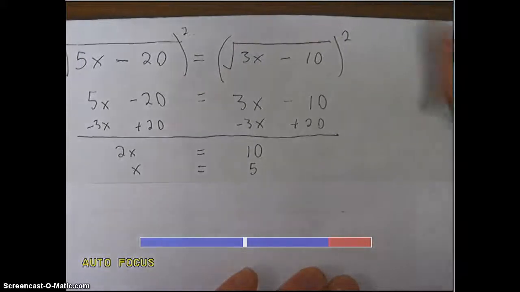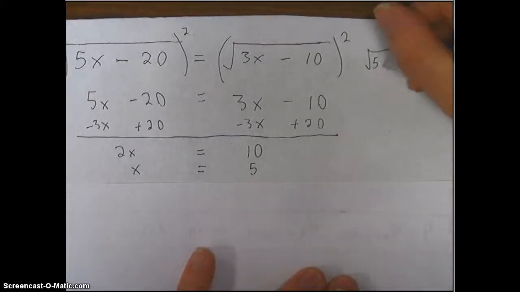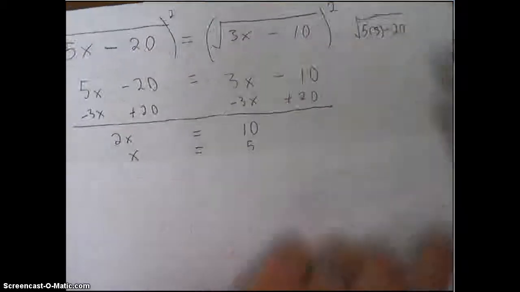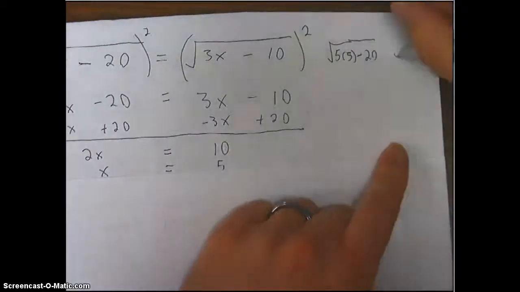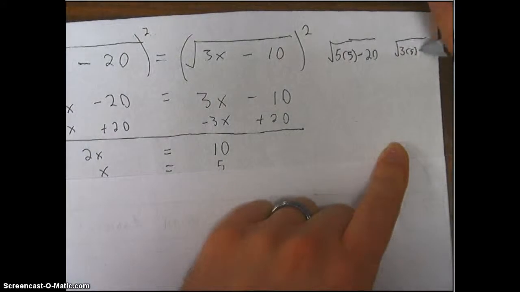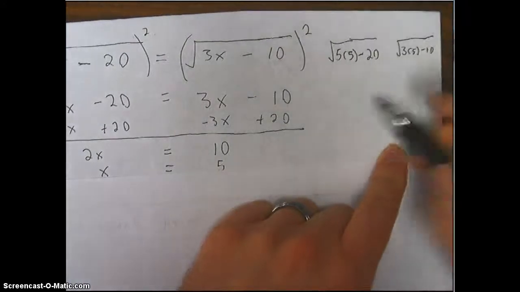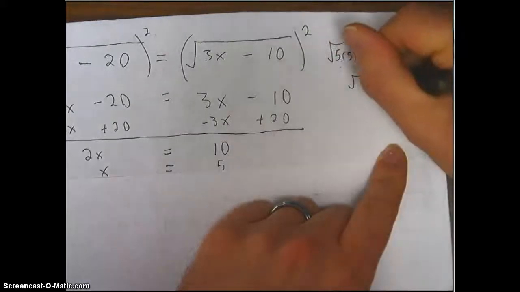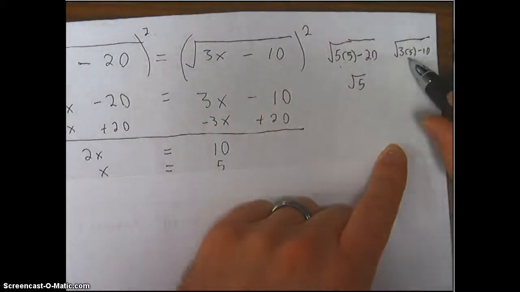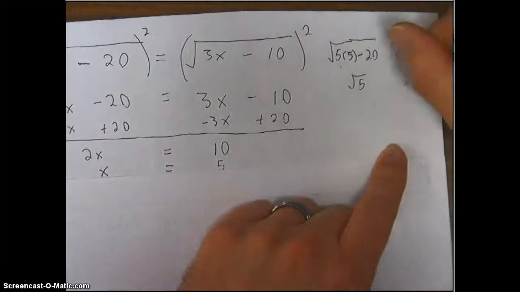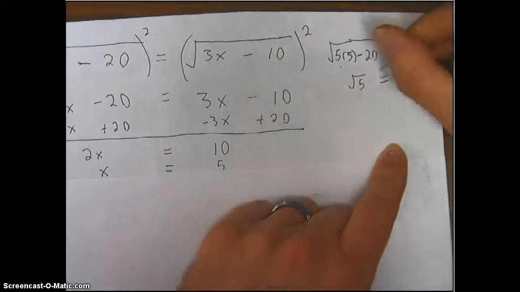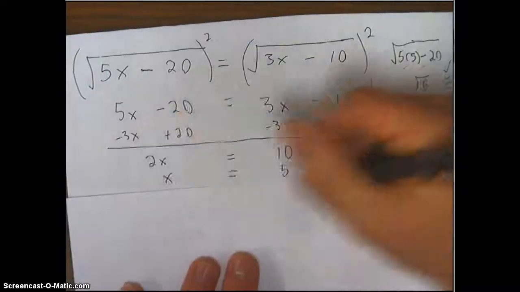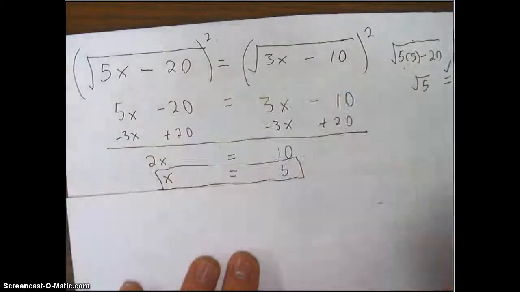So I'm going to do that right here on the side. The square root of 5 times 5 minus 20. And we're going to see if that's equal to the square root of 3 times 5 minus 10. Okay, of course, 5 times 5 is 25 minus 20, that's the square root of 5. And 3 times 5 is 15 minus 10, well, that's the square root of 5. Those things are equal. That's a true statement, so this is the correct solution.